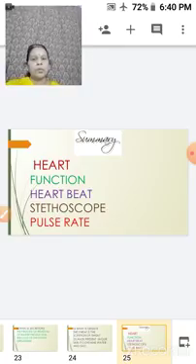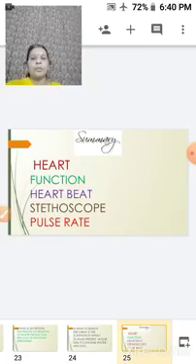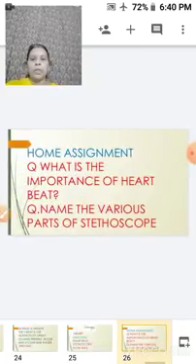Before that, two assignment questions for you. What is the importance of the heartbeat? And second, name the various parts of the stethoscope.